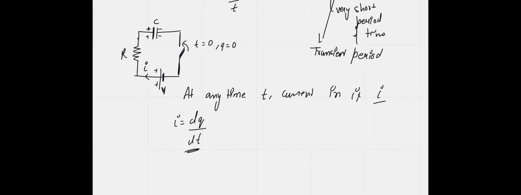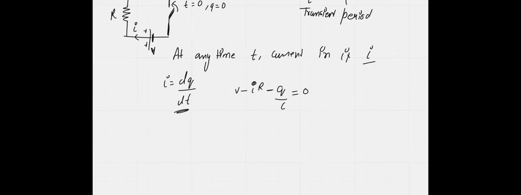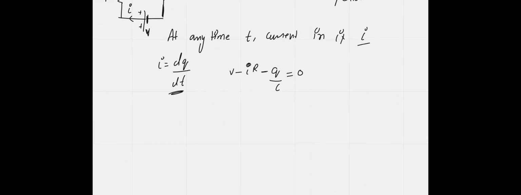Let's say this is V minus. You are going in the direction of current, so it will be I R here. Again, you are going from lower to higher, so what is the potential? The potential is whatever the charge accumulated divided by C, with a negative sign. This comes out as zero. Any doubt here? No, sir.